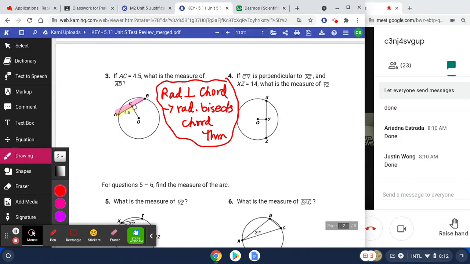So what does this theorem say? It says if this radius is perpendicular to this, then I know that the little piece is 4.5 and the other little piece will also be 4.5 because they're bisected. And you guys might not remember the name of this theorem, but you knew that it was a 4.5 and a 4.5. So for the entire length AB, the whole chord, it's both the 4.5s together or just 9. This is going to be U for units because it's the measure of the length of a chord.